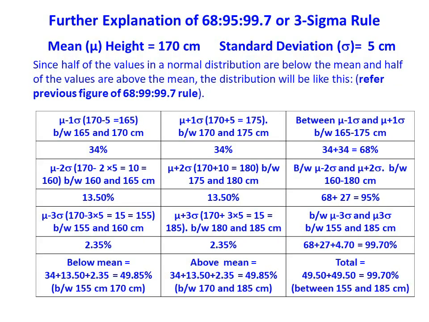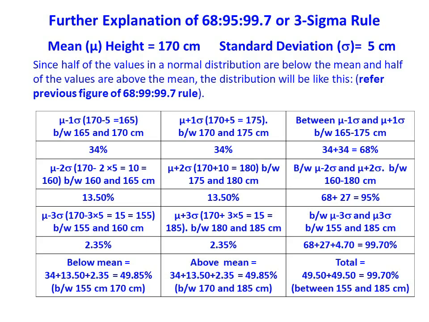The 68, 95, 99.7 rule or 3 sigma rule can be further illustrated as in the table provided here. Since half of the values in a normal distribution are below the mean and half of the values are above the mean, the distribution can be split like this.